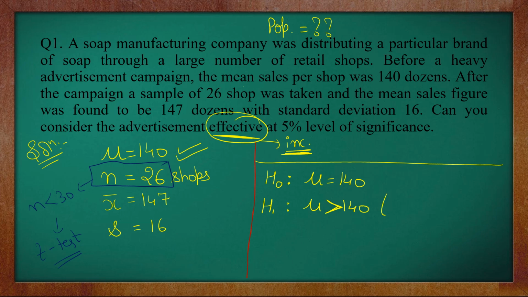So what test are you applying? One tail. Which one tail test are we applying? This is a right-tailed test. T-test formula I need to apply: x bar. S is given. Yes, S is given.